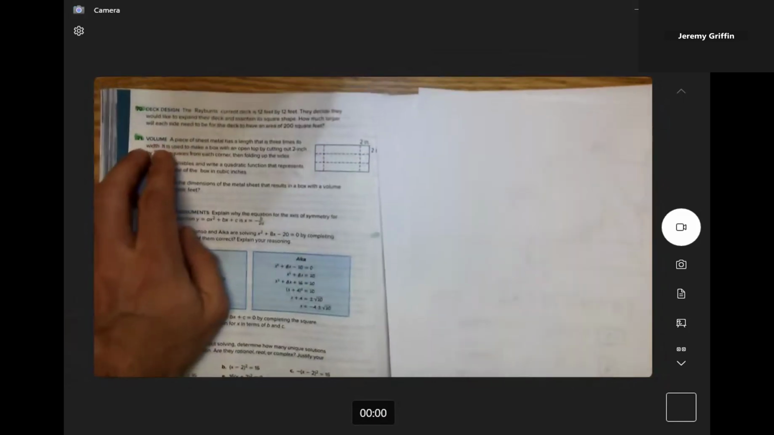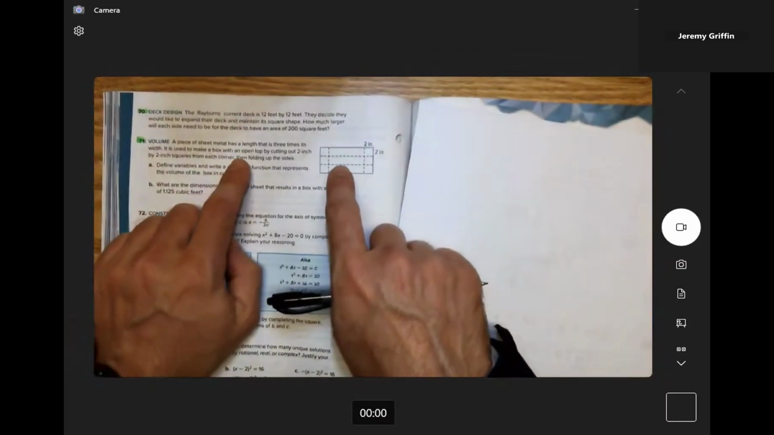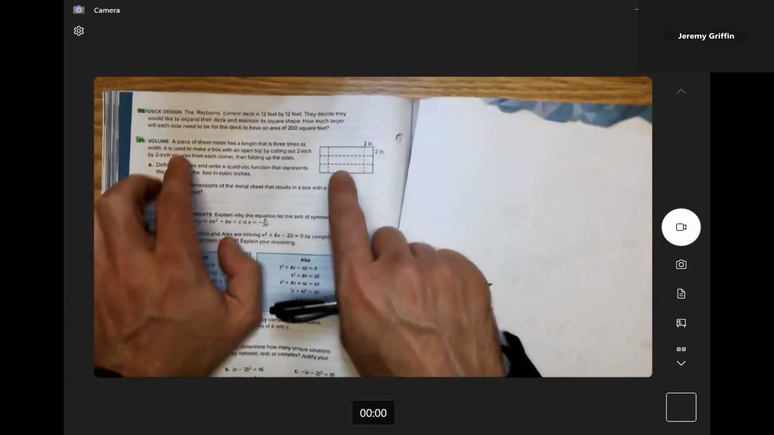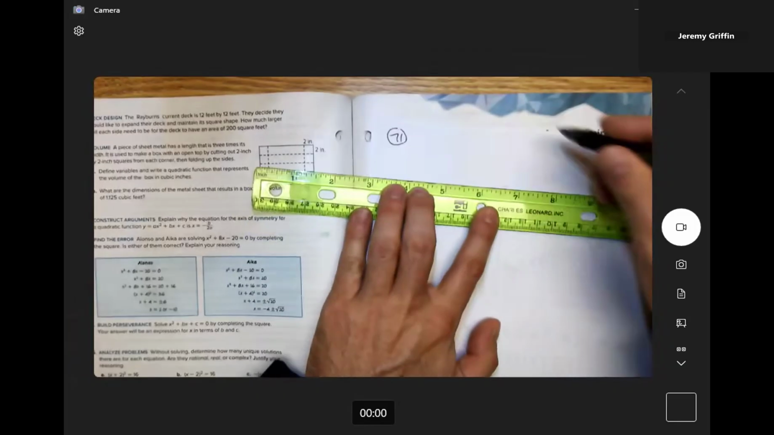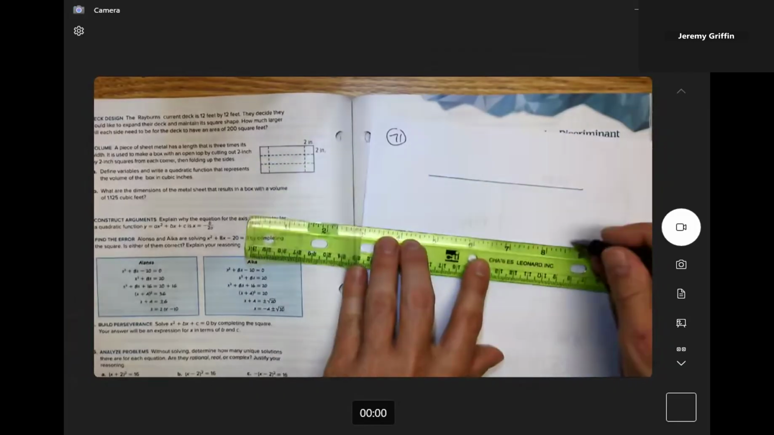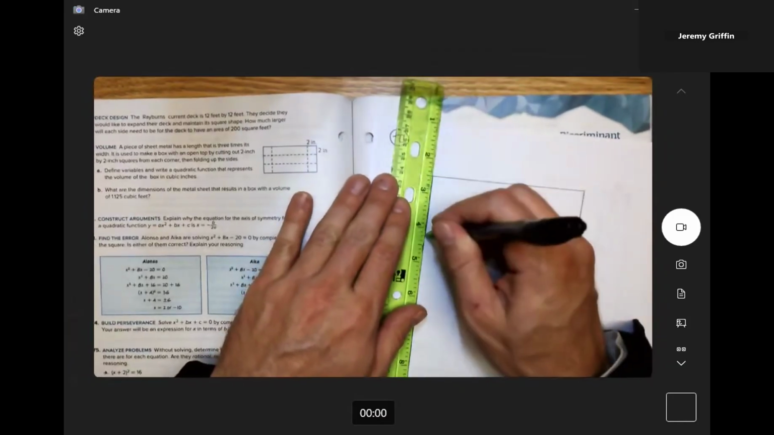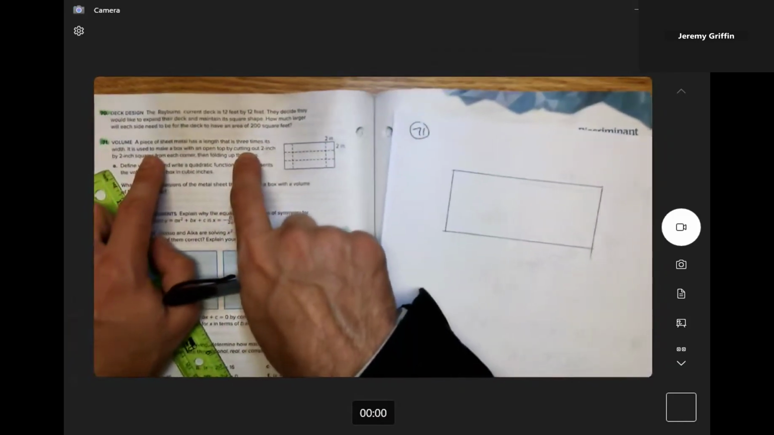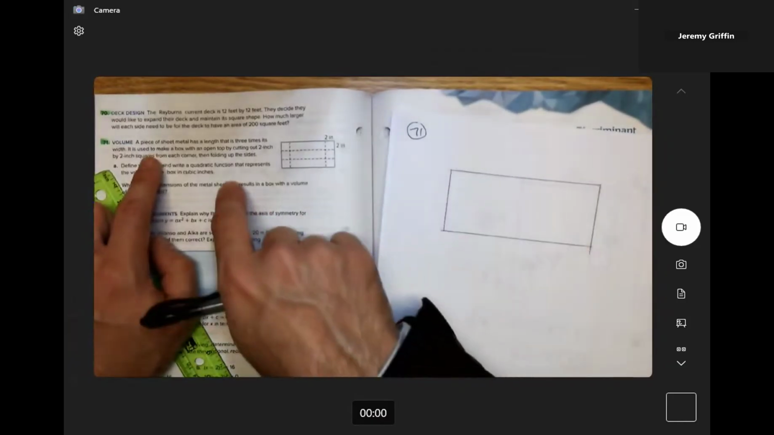Volume. Ooh, so now it's about 3 dimensions. We got a piece of sheet metal that has a length that is 3 times its width. They pause right there and draw what they got. They are giving us a little picture too, so maybe I can copy down what they got. Actually, let me read ahead a little bit. Okay, length is 3 times its width. If this is length and this is width, maybe something like that.